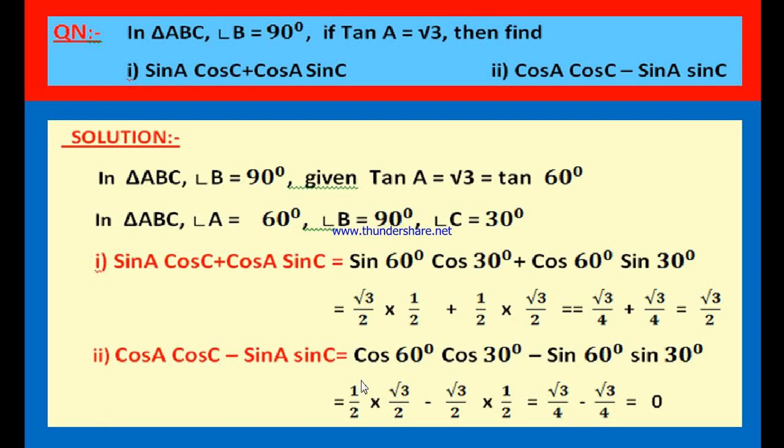Cos 60 degrees value is 1 by 2 into cos 30 degrees value is root 3 by 2, minus sin 60 is root 3 by 2 into sin 30 is 1 by 2. Now 1 into root 3 is root 3, 2 into 2 is 4, minus root 3 into 1 is root 3, 2 into 2 is 4. Root 3 by 4 minus root 3 by 4 is equal to 0.